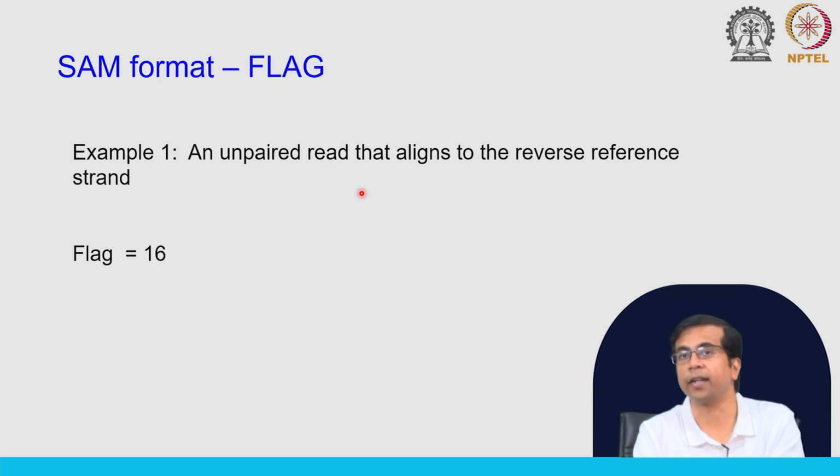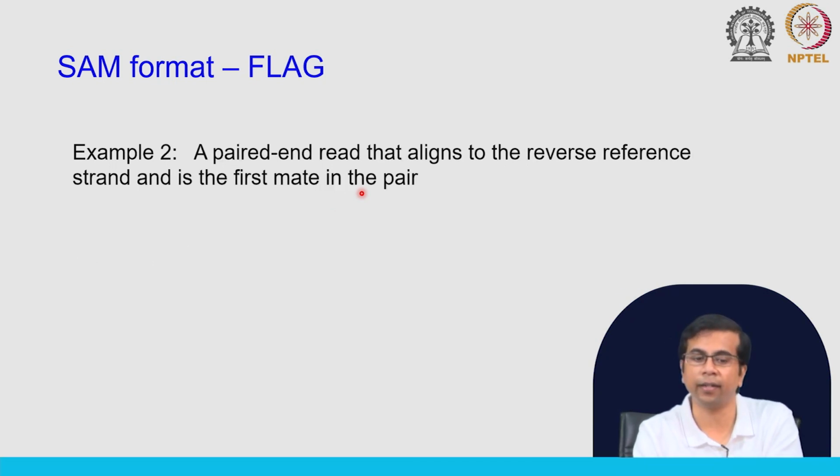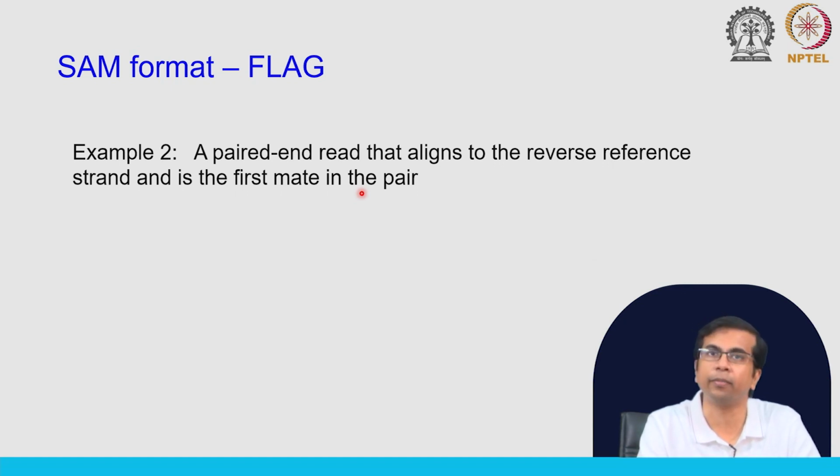So, let us take a second example where you can apply multiple flags, and then it will be clear what the final flag is. This is a more interesting situation. We have a paired end read that aligns to the reverse reference strand and is the first mate in the pair. There is a lot of information. It is paired end data, which means there will be a lot of flags that could be applicable.